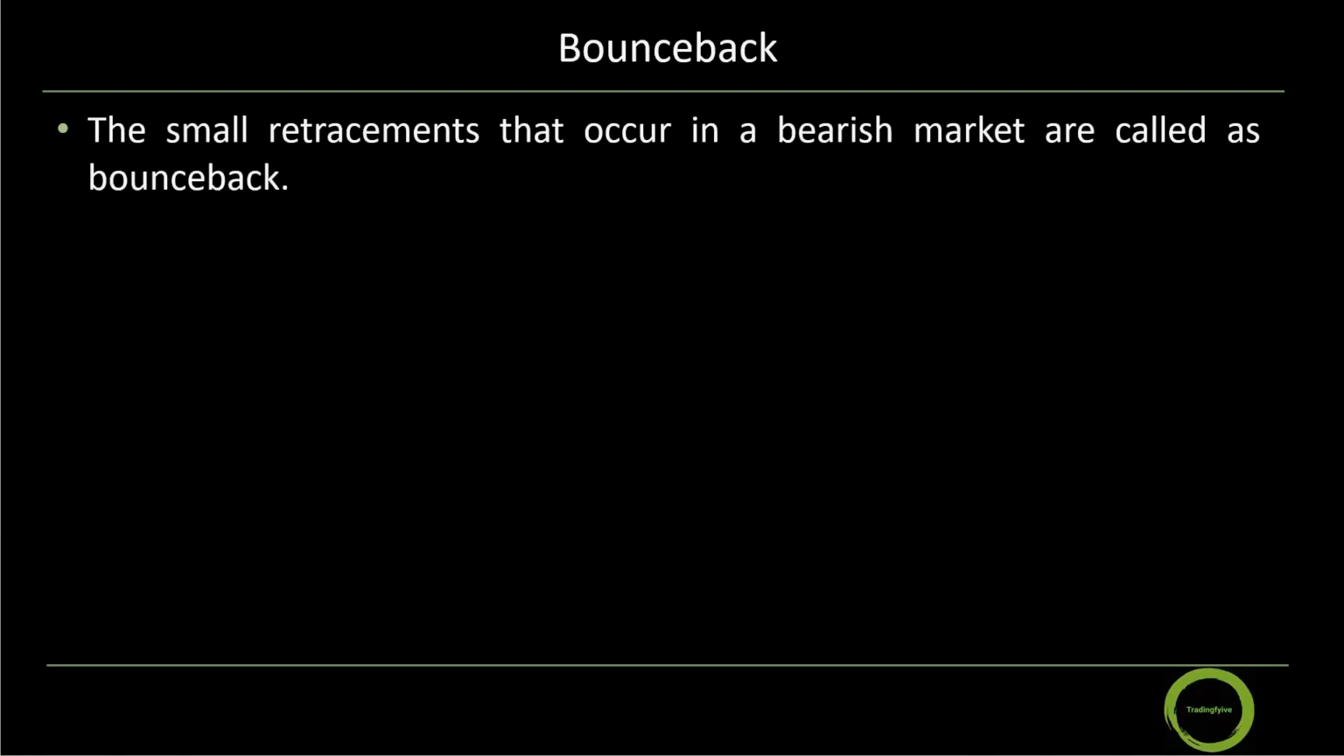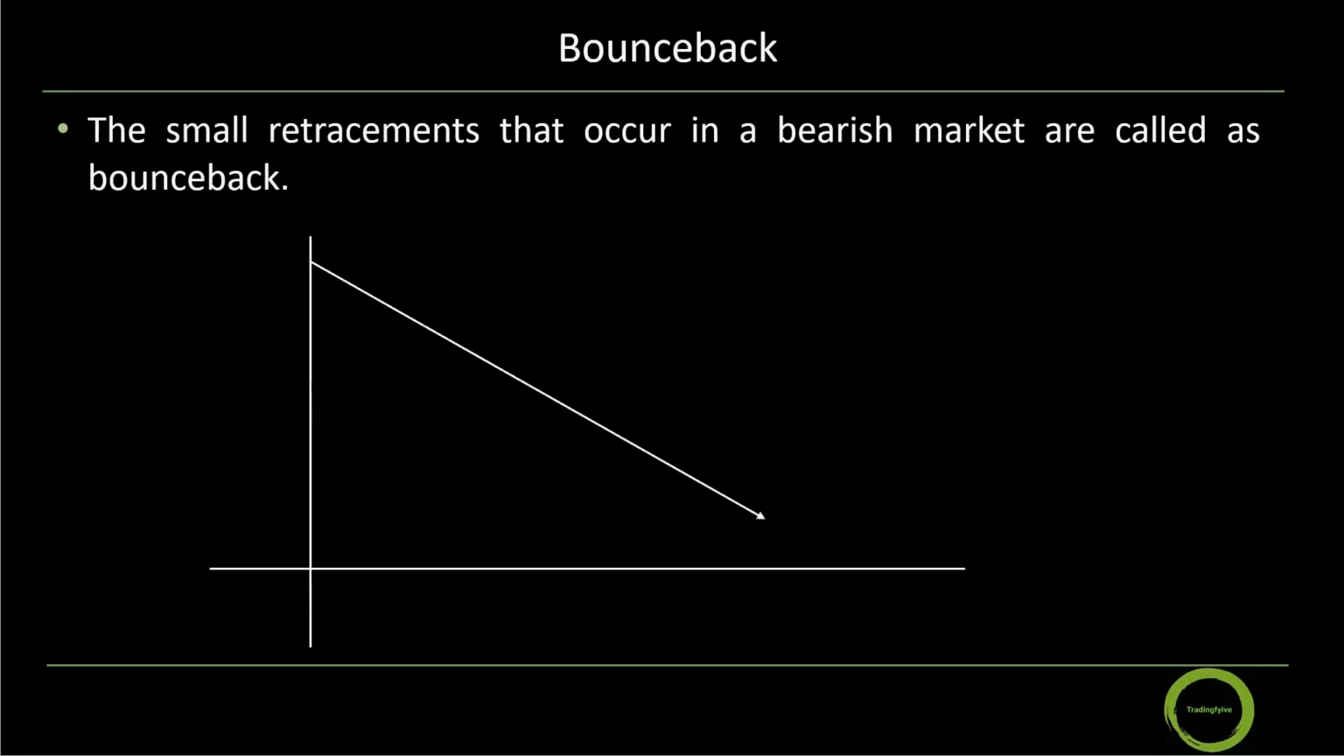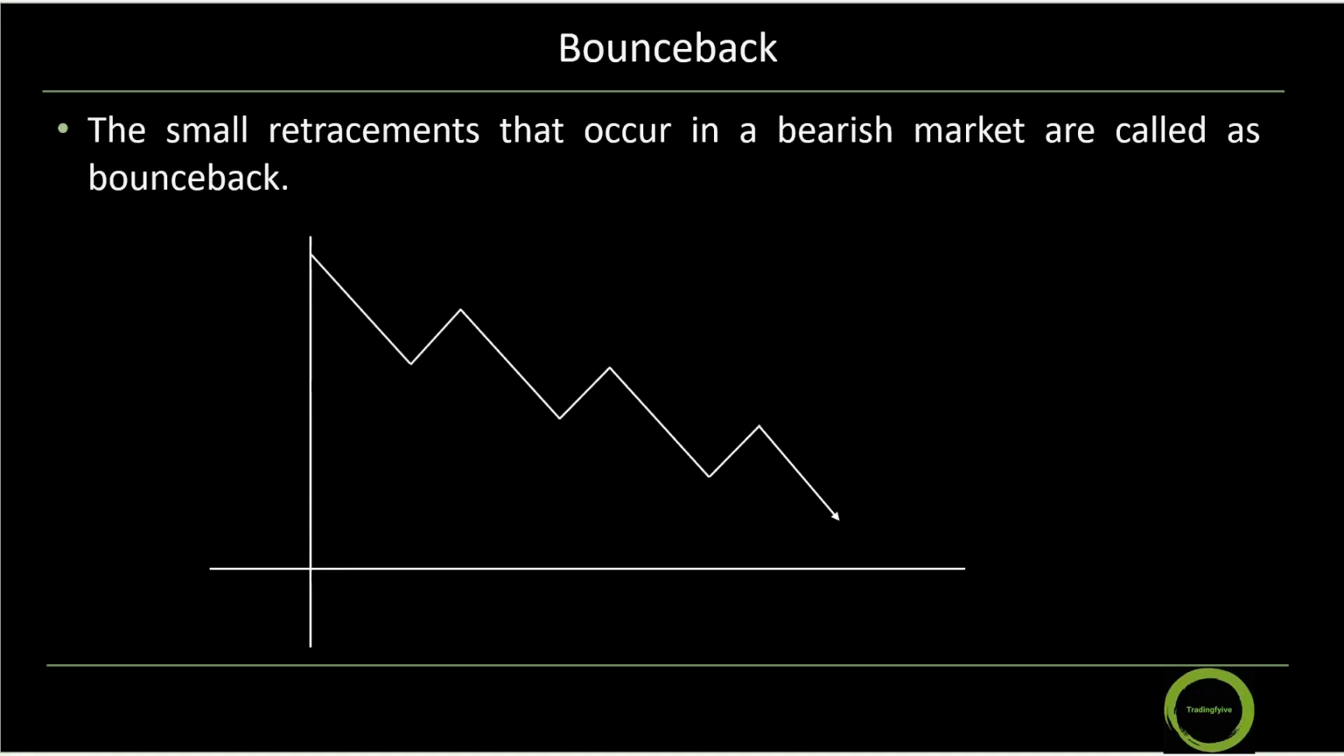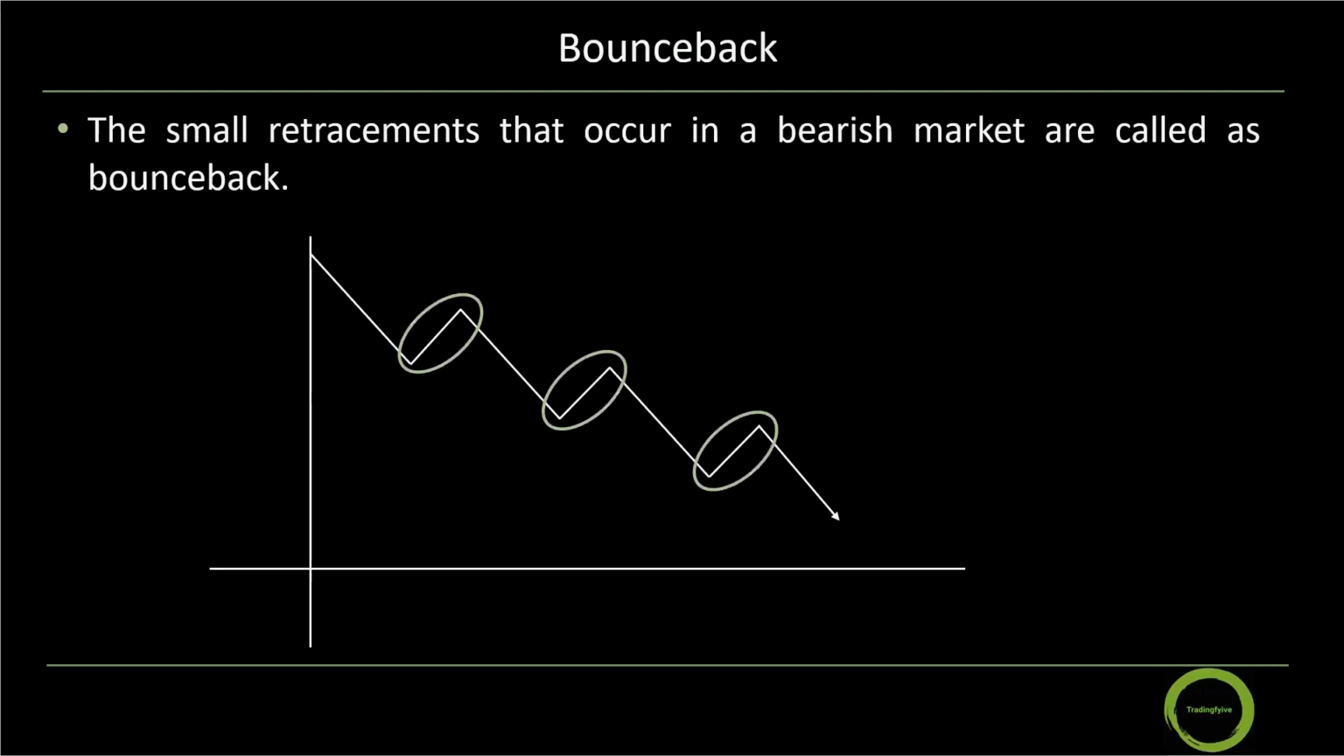Next, we're going to see bounce back. The small retracements that occur when the market is bearish are called bounce backs. As the market never moves upward in a straight line, similarly the market never goes downward in a straight line. It simply forms an upward downward pattern while moving downwards. As you can see, the market makes some upward retracement just like this in a bearish condition. These retracements are called bounce backs. Bounce back can also be simply defined as small bullish moves that occur in strong bearish moves.